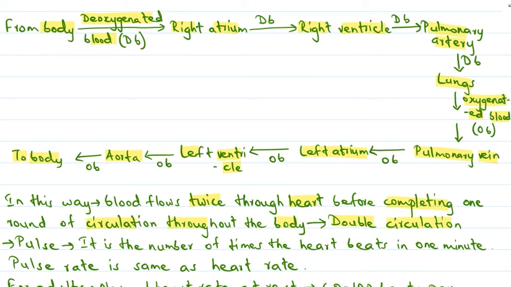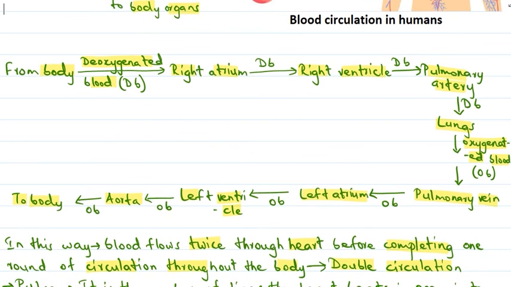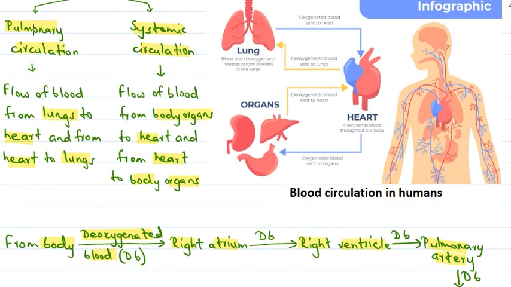Okay. So here we can see in the image that from heart, the deoxygenated blood is sent to the lungs. Then the different organs in our body send the deoxygenated blood to the heart. Then from lungs again oxygenated blood is sent to the heart and the heart again sends the oxygenated blood to different parts of our body. Okay, so this is the type of circulation that is taking place in humans.